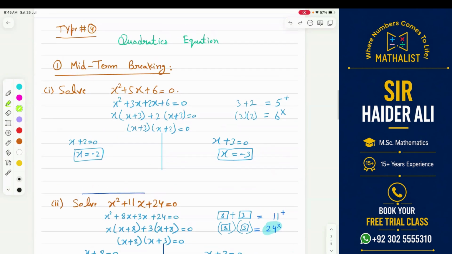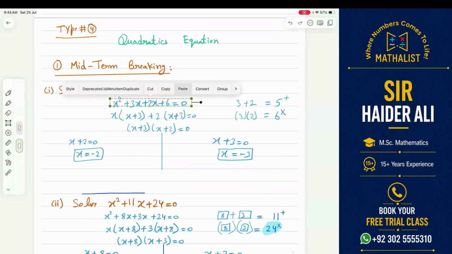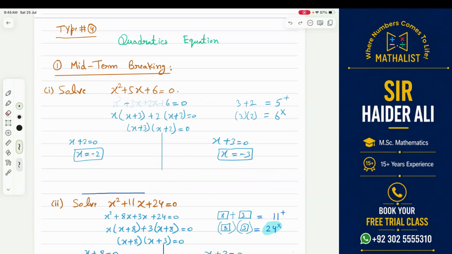Okay, and how can you make the midterm breaking? For this purpose, you will do some side work. Side work means you will write the x coefficient in the side work and the number without the x. It's the x coefficient. Write it. It's the number that is without x. If you multiply these two numbers, then it will be 6. And if you add them, then it will be 5.